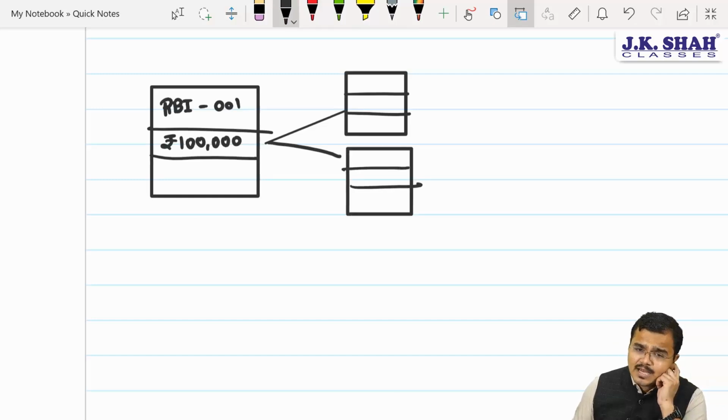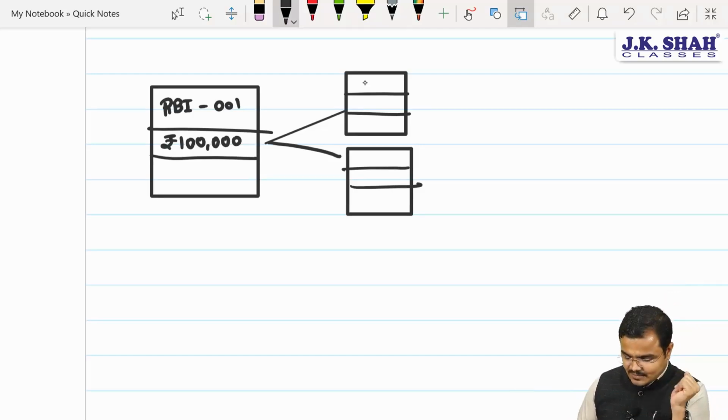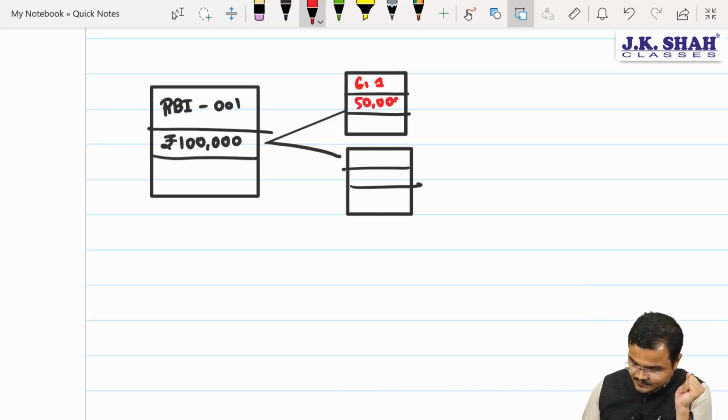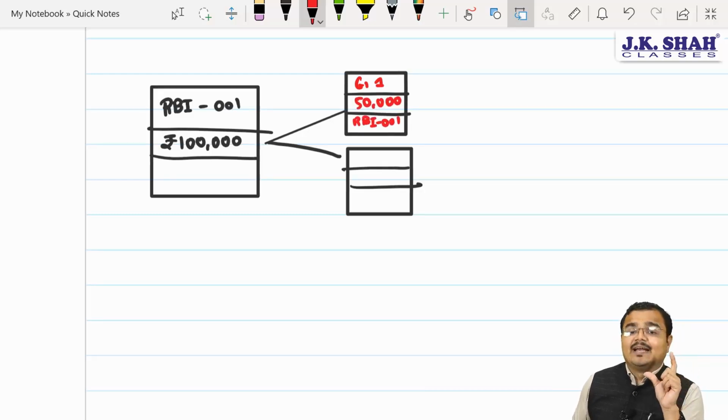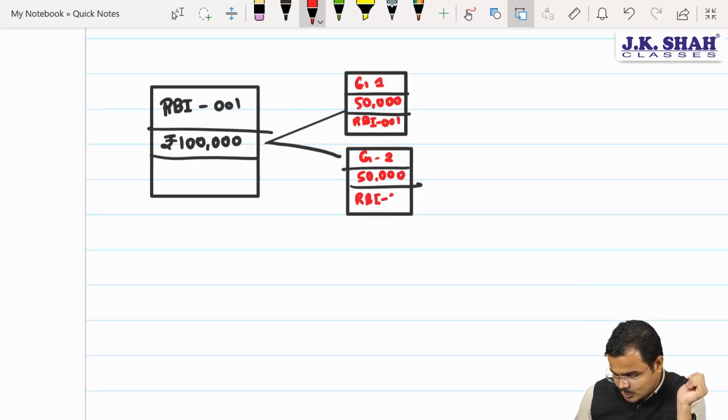Number 1, chartered, obviously the receiver. Say for example, the receiver is government employee number 1, so I'll write it down as G1. Agree? Yes, sir. How much did he get? Say for example, 50,000 rupees. From whom? Sir, obviously from RBI 001. So now the RBI 001 block is divided into 2 parts. One is of 50,000 rupees, which is transferred to government employee G1. Correct? Yes, sir. And second, obviously to G2. How much? Sir, 50,000 transferred here also, from RBI 001.